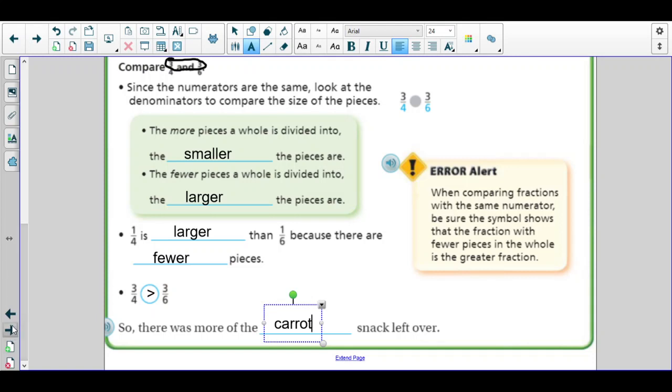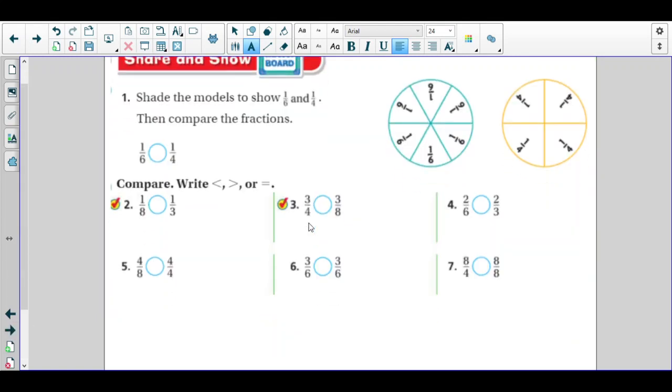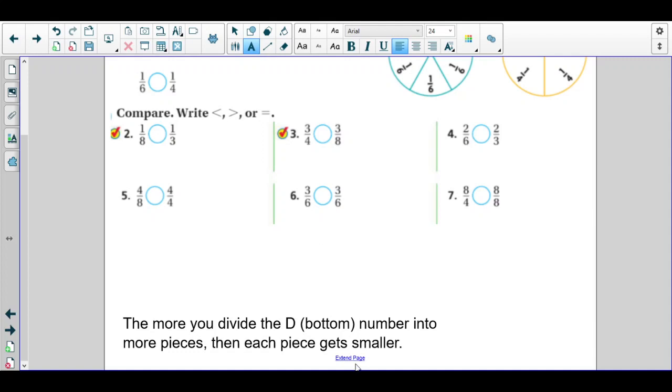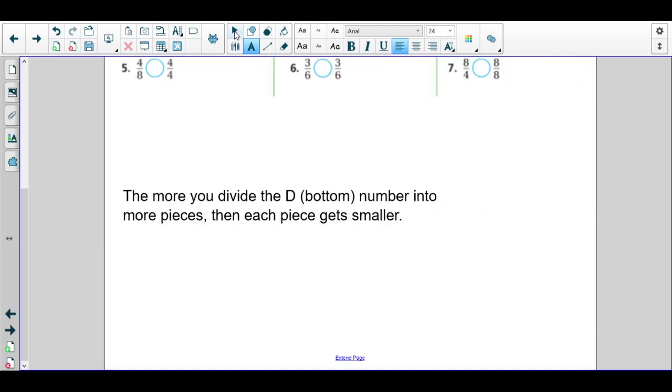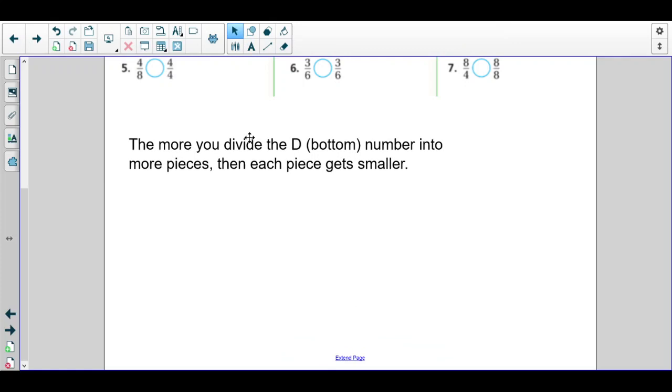All right. Before we go to the show and share, I want to take a quick look here. And I said we'd look at an example and hopefully it would make a lot more sense. Okay, so let's look at a fraction here. We have the numerator over the denominator. The more times you divide the denominator, the number on the bottom, into more pieces, then each piece gets smaller.